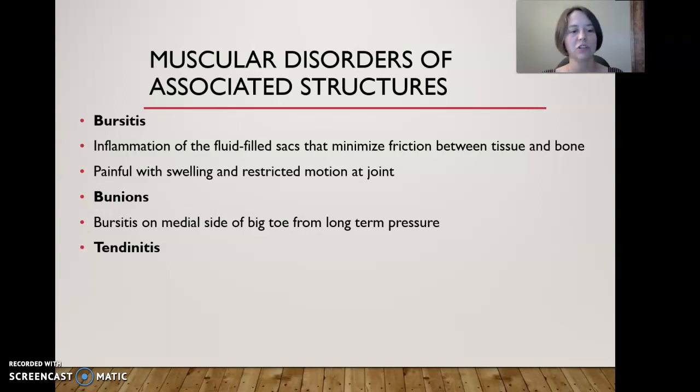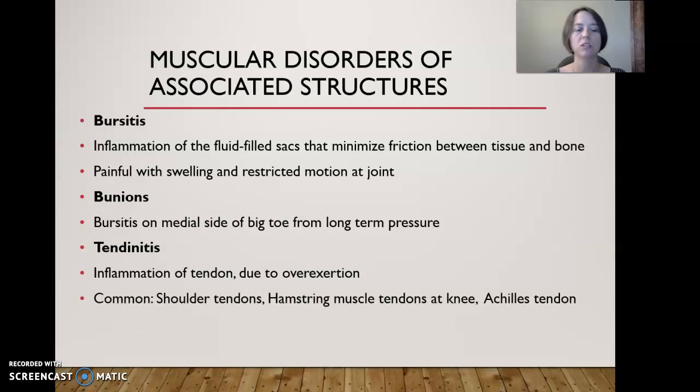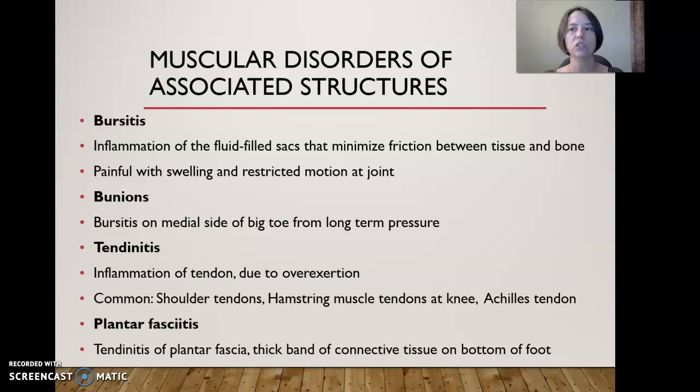Okay, tendinitis. What is that? It is inflammation of a tendon, and it's usually due to overuse or overexertion. Some really common ones are shoulder tendinitis, the hamstring at the knee tendinitis, Achilles tendinitis. Those are some common ones people get. And then there's plantar fasciitis, which is actually a type of tendinitis of the plantar fascia, which is that thick band of connective tissue on the bottom of your foot. So you could probably feel that if you're not wearing shoes. There is a thick band of connective tissue, and that can get inflamed.